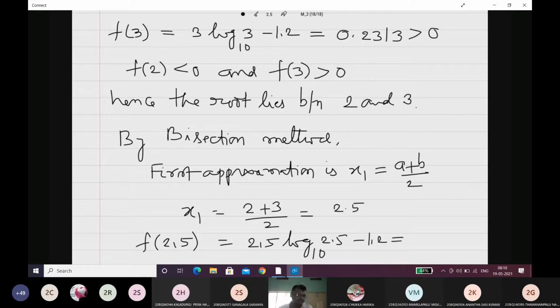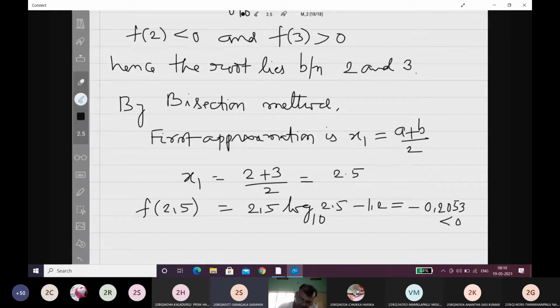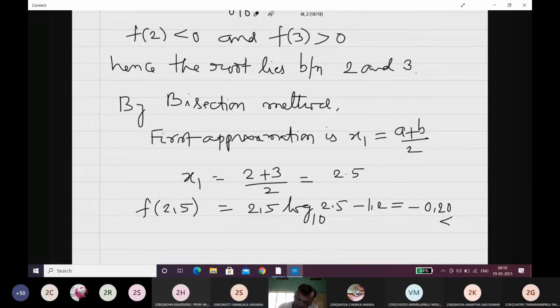Tell me this value. Minus 0.2051. Is it positive or negative? Less than 0. And in the above, f of 3 is positive, f of 2.5 is negative. Therefore, f of 2.5 is negative and f of 3 is positive.